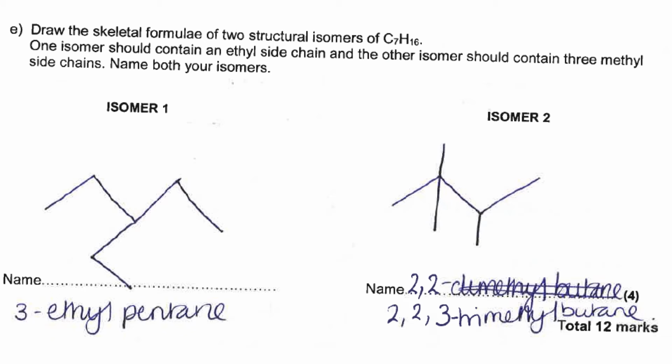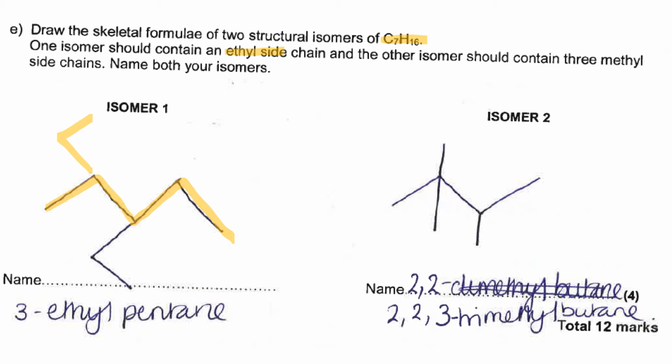So we're going to draw two structural isomers of C7H16. So we're going to have 7 carbons in total. One isomer should have an ethyl side chain. Therefore, we should draw 5 carbons first, a 5 carbon chain length, and then add our ethyl group next. So 1, 2, 3, 4, 5. And then we can add our ethyl group.